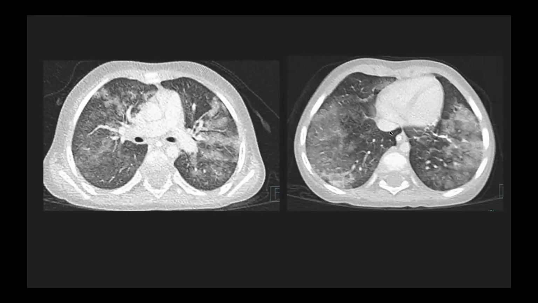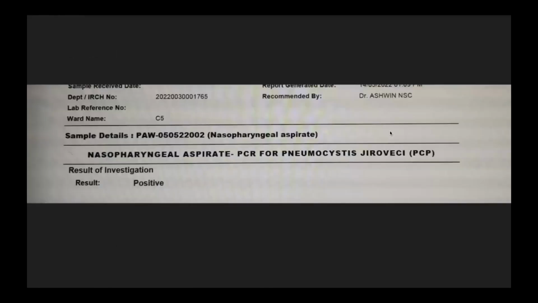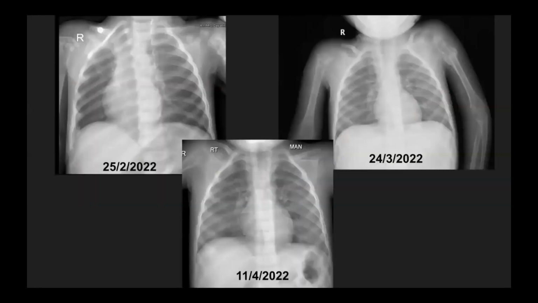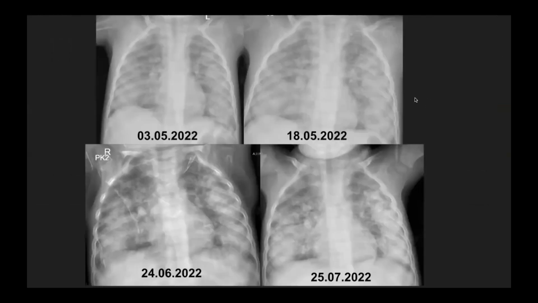And the nasopharyngeal aspirate showed positivity for Pneumocystis jirovecii. So Pneumocystis pneumonia was confirmed at that time. So here is the chronological appearance of the chest radiograph. So February, March, April, and in May the child had Pneumocystis pneumonia.